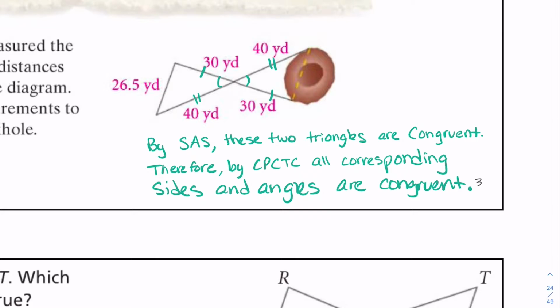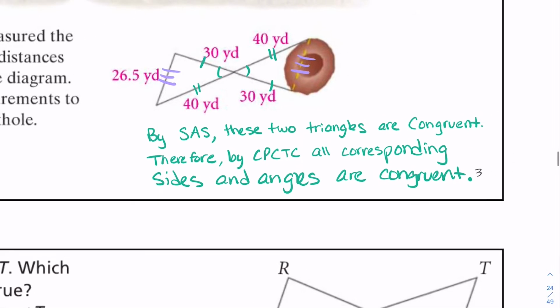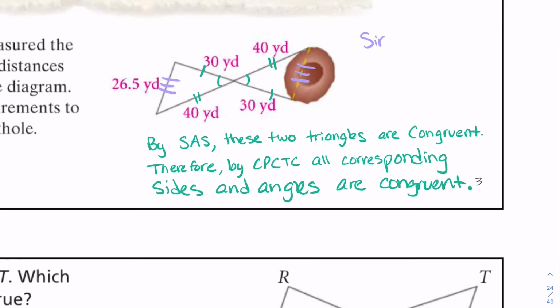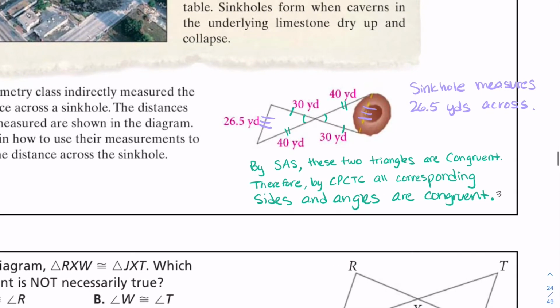And what does that mean? Well, that means that this side here has to be congruent to that side there, which is the width of the sinkhole. So the sinkhole measures 26.5 yards across. Okay, so that's the distance across. Crazy, huh?